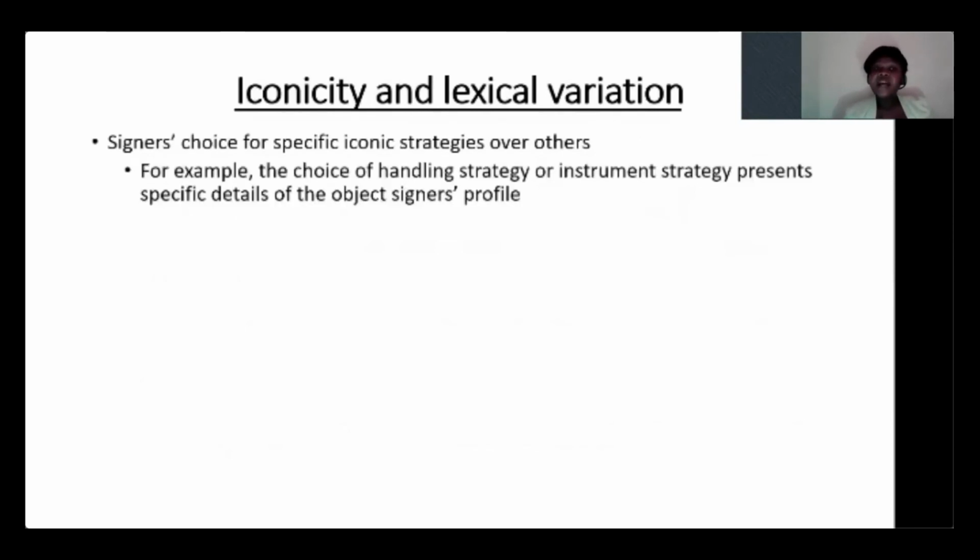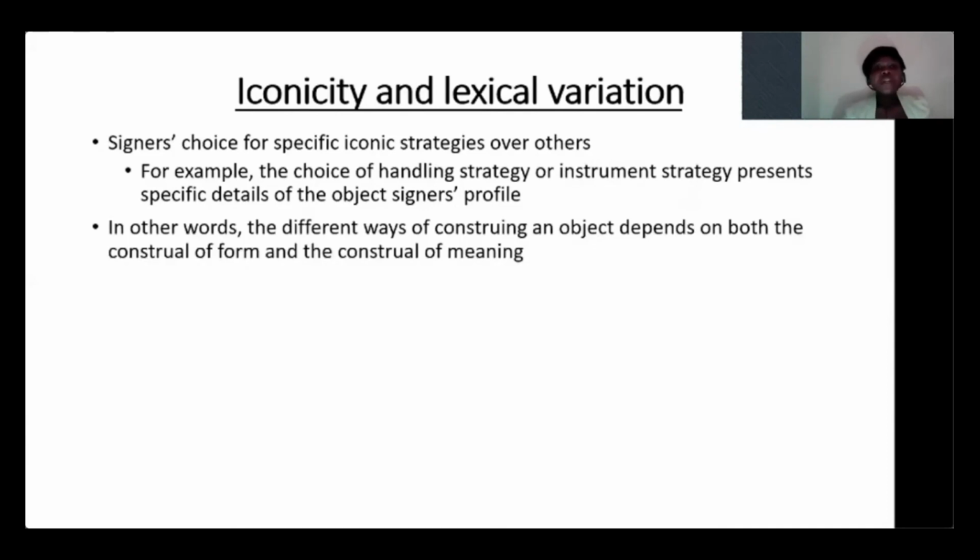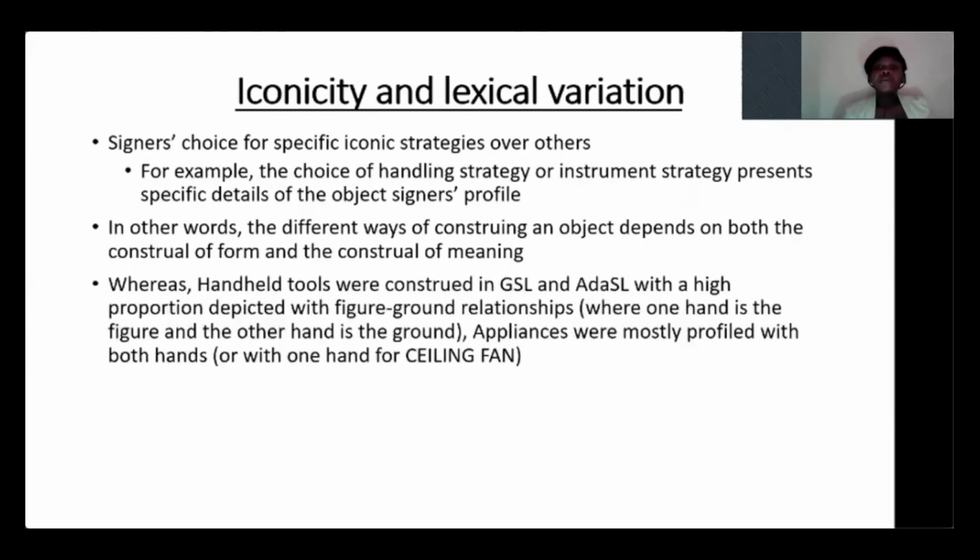Now let's consider iconicity and lexical variation. So we've seen that signers had different choices of iconic strategies over the others. For example, handheld tools were either instruments or handling, and appliances were also either instruments or handling. So we saw that the different ways of construing or presenting an object depends on what the form presents, the different construals of the form, the different ways of thinking about the form, and the different ways of thinking about the meaning.